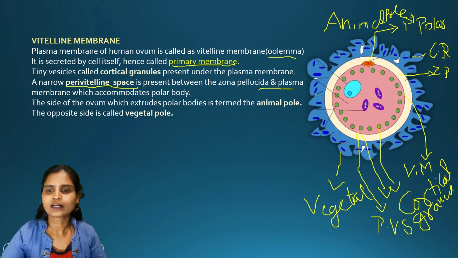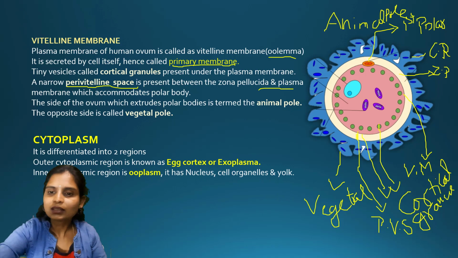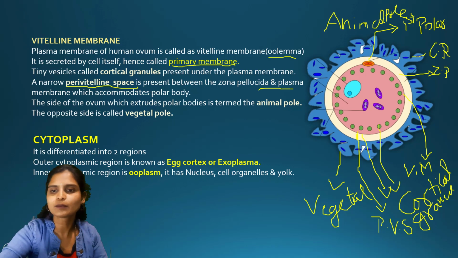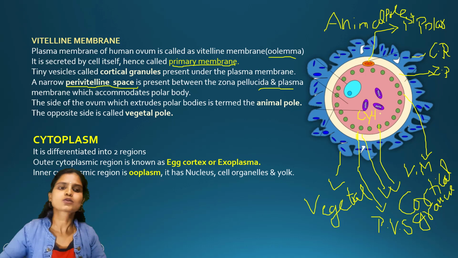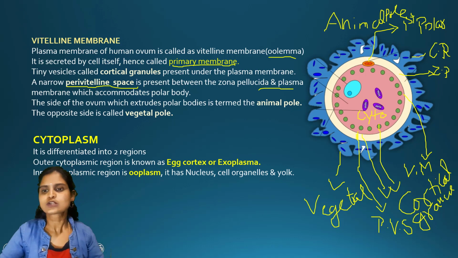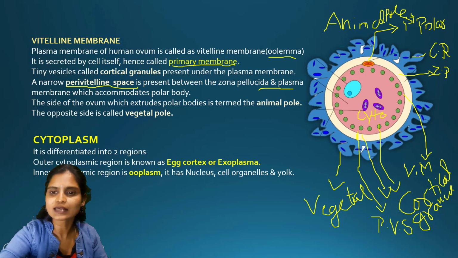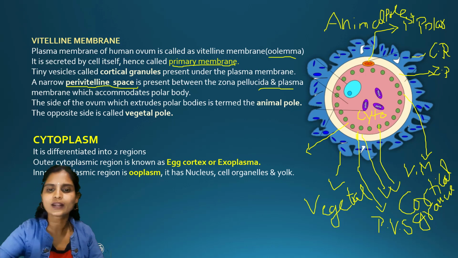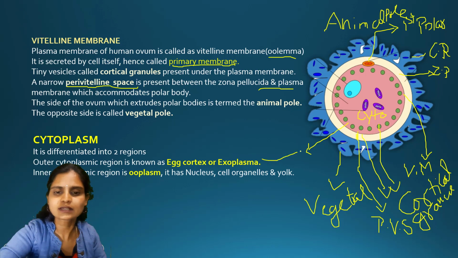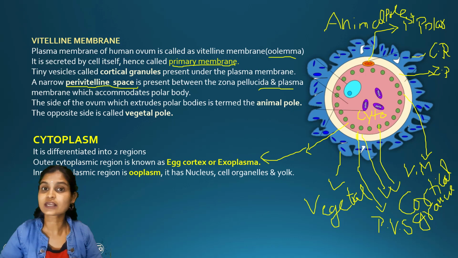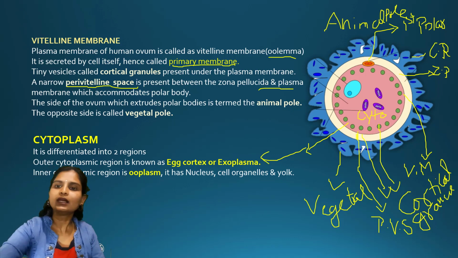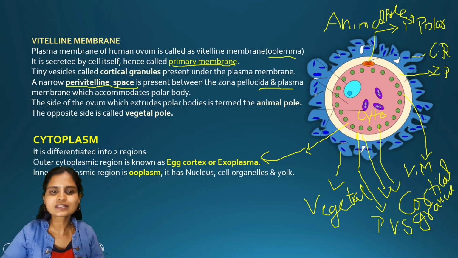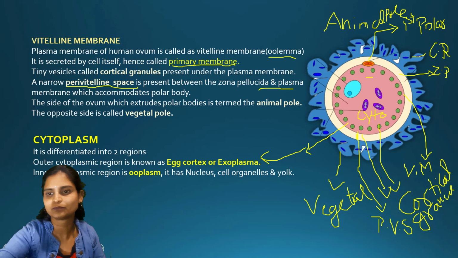Next we can find the cytoplasm, which consists of two regions. The outermost part is called the exoplasm, or egg cortex. The inner part, all this area, is called the ooplasm.